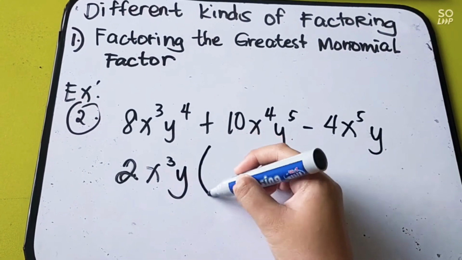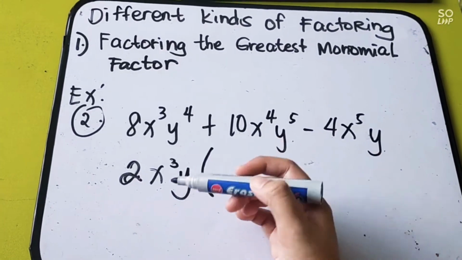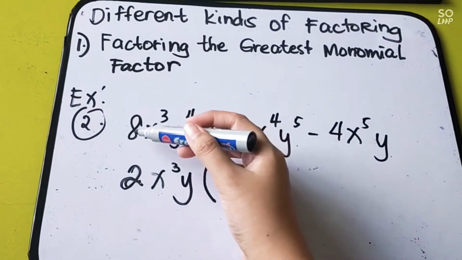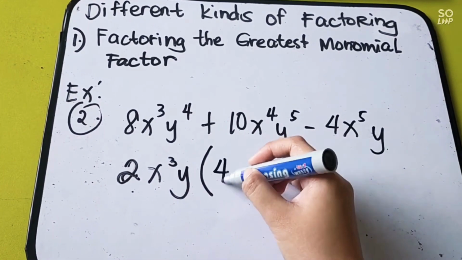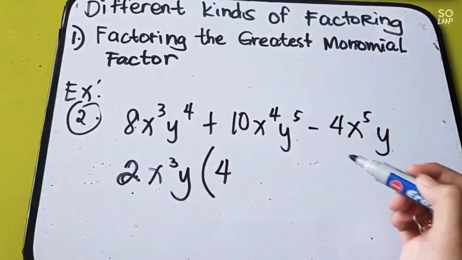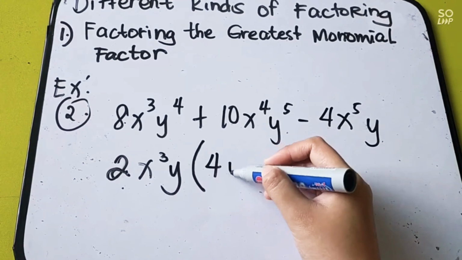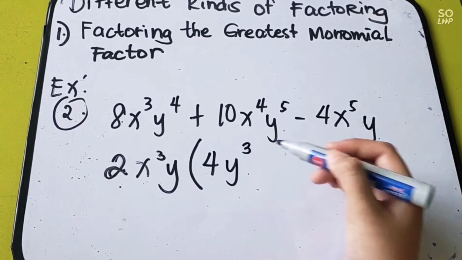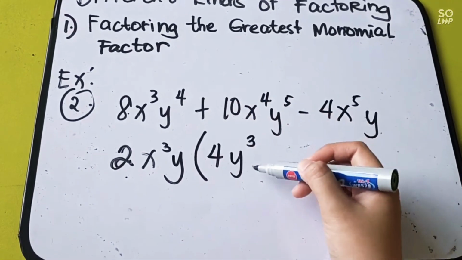Next, put an open parenthesis. We are going to divide now. So, this is the monomial. 8 divided by 2, the answer is 4. Next, x cubed divided by x cubed, it cancels, so no need to write it. Next, y raised to 4 divided by y, the answer is y cubed. Is it clear? 4 minus 1, y cubed.